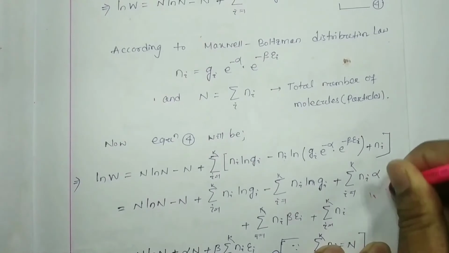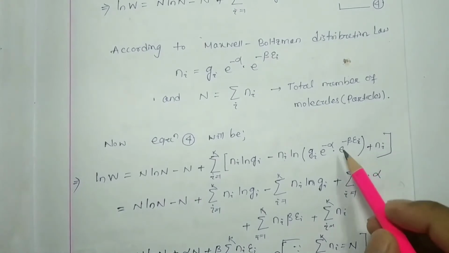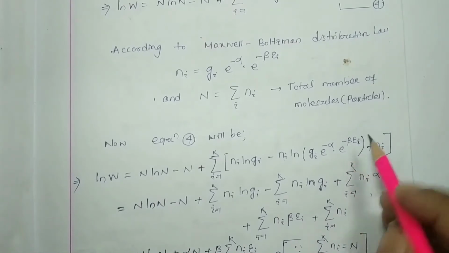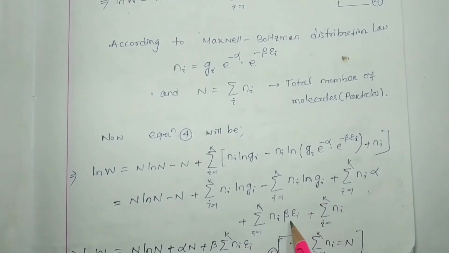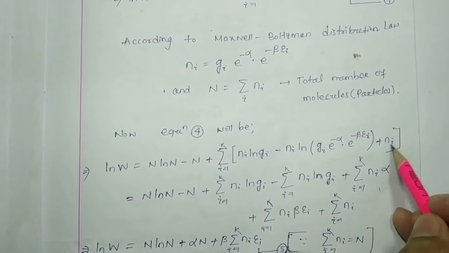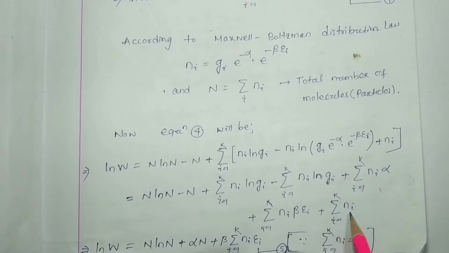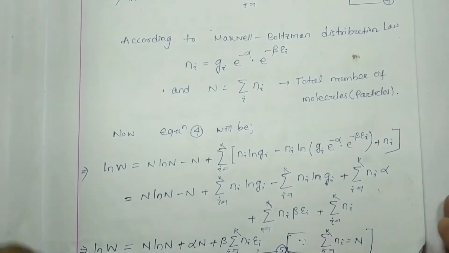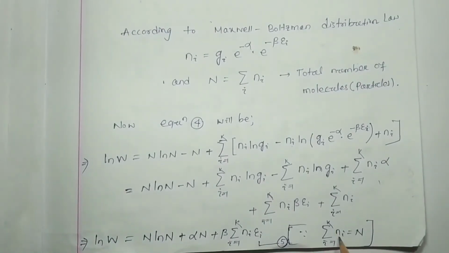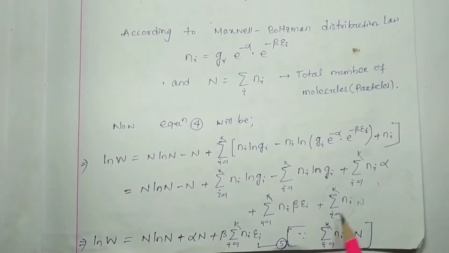Then the next term: you can see an exponential term is also there. So ln of e to the power minus beta epsilon_i will be nothing but minus beta epsilon_i. So we are going to get plus n_i beta epsilon_i, summation over i equal to 1 to k. And the last term is the summation over i equal to 1 to k of n_i. Now the summation over i equal to 1 to k of n_i will be N, so this term will be plus capital N.